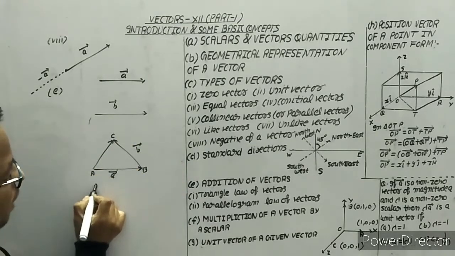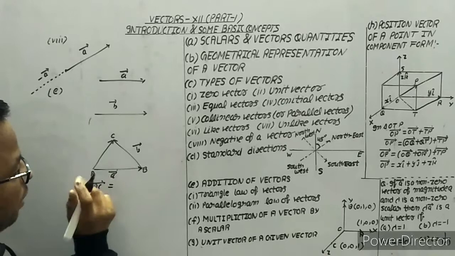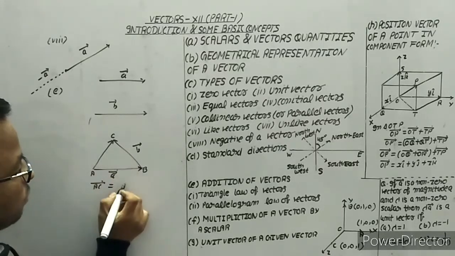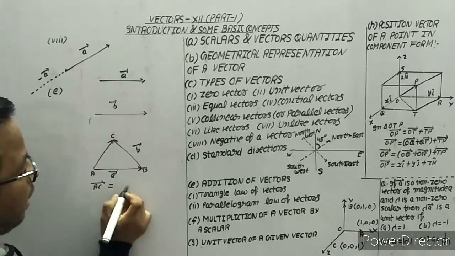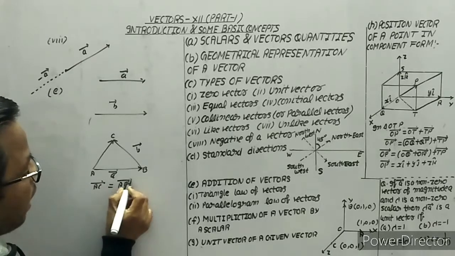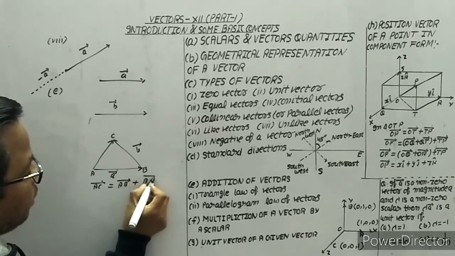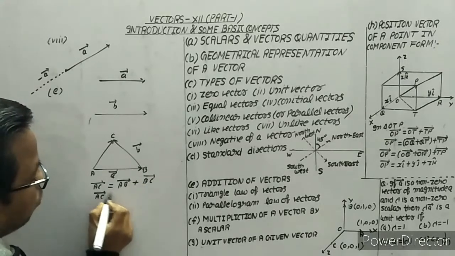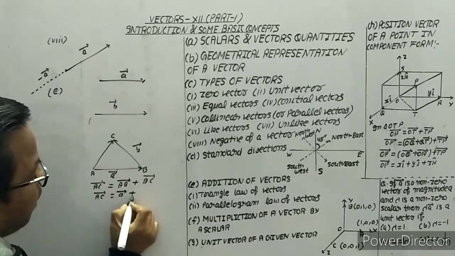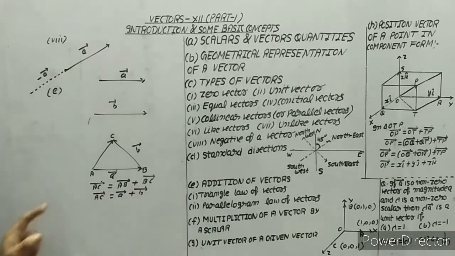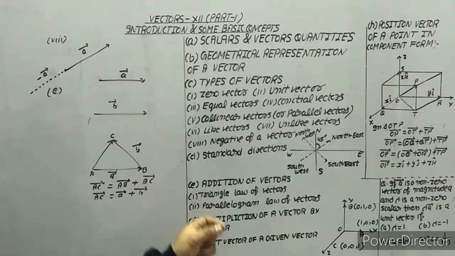It means we can say vector AC will represent the sum of these vectors, which is given by AC equals AB plus BC, and this is AC equals vector A plus vector B, and this is known as the addition of vectors by triangle law.